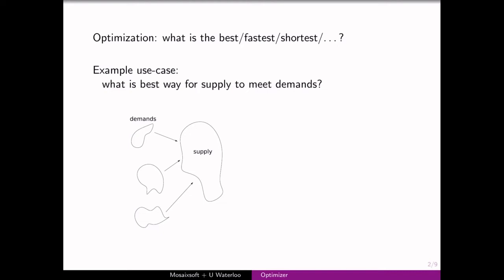So optimization is really about answering what is the best, fastest, shortest, longest, kind of objective in some context. So an example use case may be we have some supply and a set of demands. And we might ask, can we meet those demands given our supply? And perhaps also, if we can, what is the best way for the supply to meet those demands?